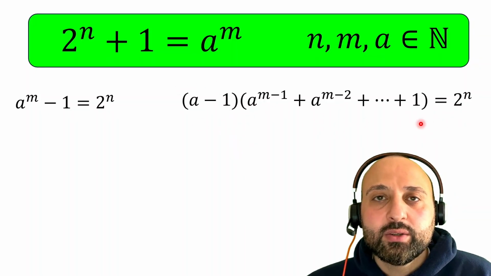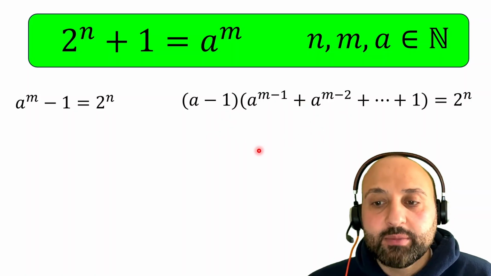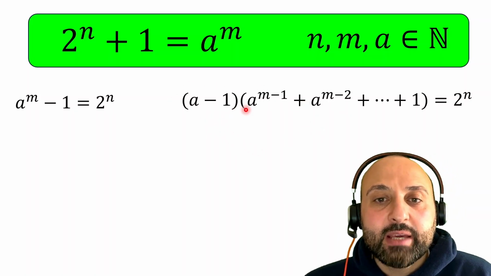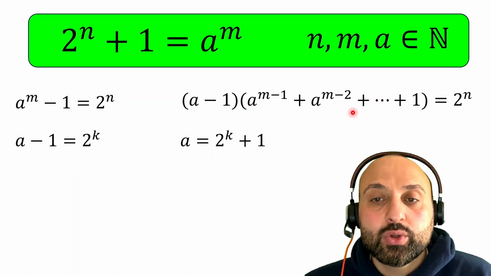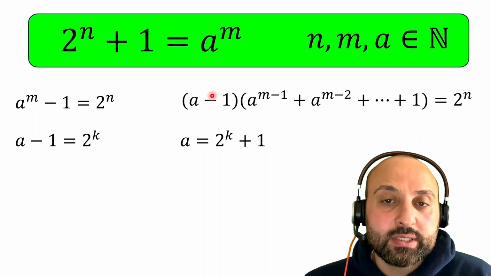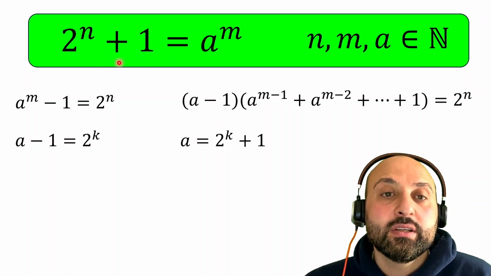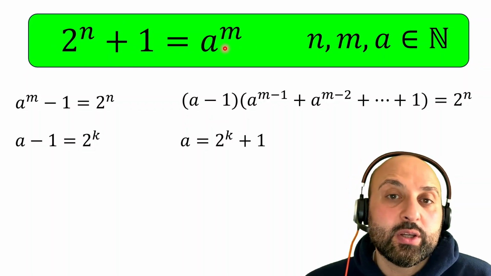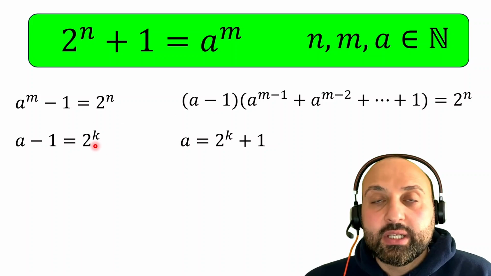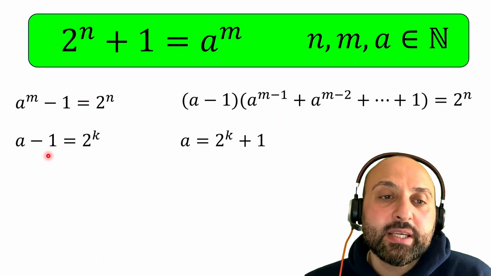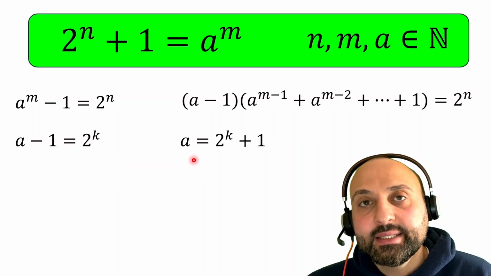Because these are two factors that we multiply together and they become 2^n, each of them should be a power of 2, 2^k. For example, a - 1 becomes 2^k, and the other should also be a power of 2. If one of them is 1, for example a - 1 = 1, that means a has to be 2. But this is a contradiction, because on the left side we have an odd number and on the right side an even number, so this is not possible. Therefore, this has to be larger than 1. So it's 2^k, where we don't know the value of k. Anyway, we can take 1 to the other side, so a becomes 2^k + 1, and that means a is an odd number.